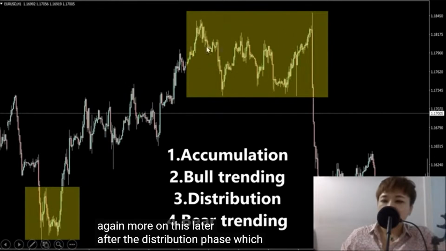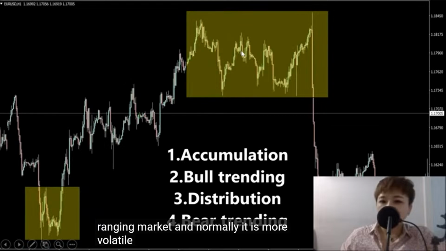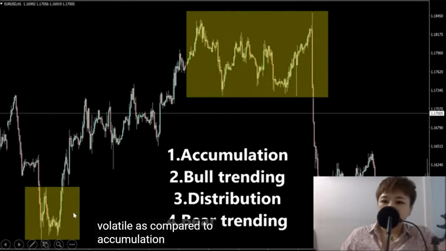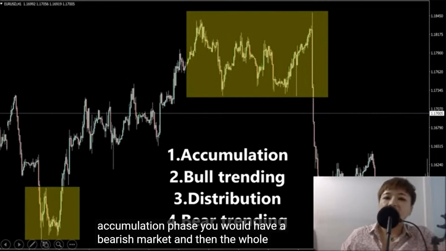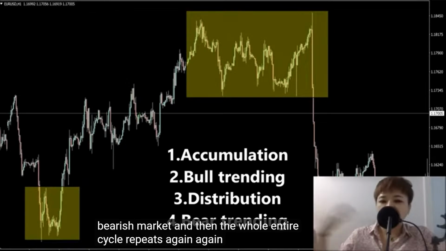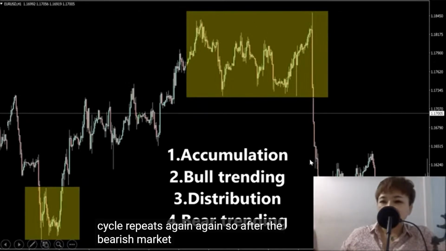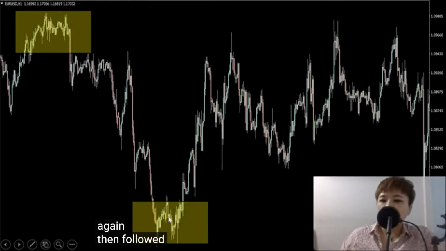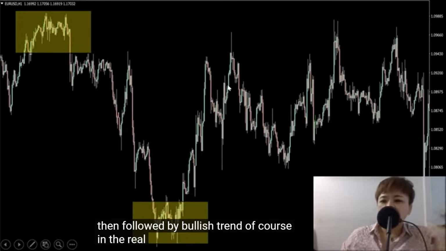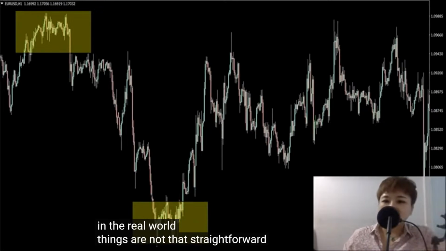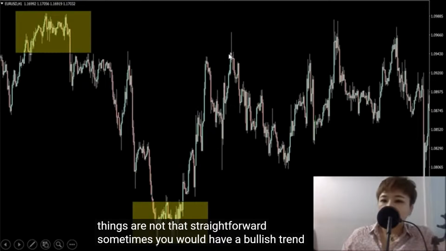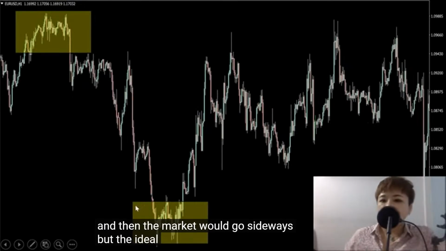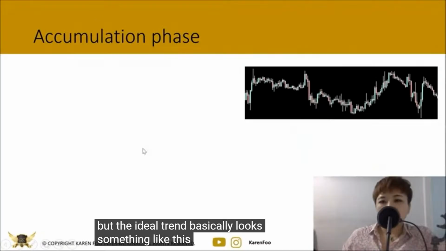After the distribution phase, which is a ranging market, and normally it is more volatile as compared to the accumulation phase, you would have a bearish market, and then the whole entire cycle repeats again and again. So after the bearish market, then you would have the accumulation phase again, then followed by a bullish trend. Of course, in the real world, things are not that straightforward. Sometimes you would have a bullish trend and then the market will go sideways, but the ideal trend basically looks something like this.